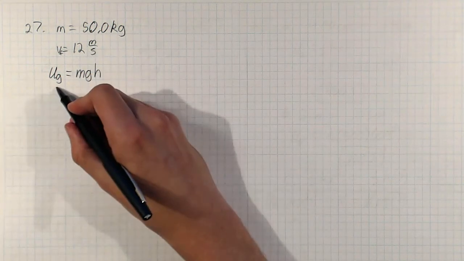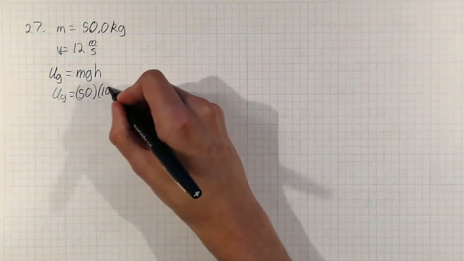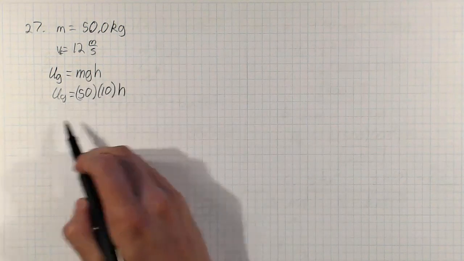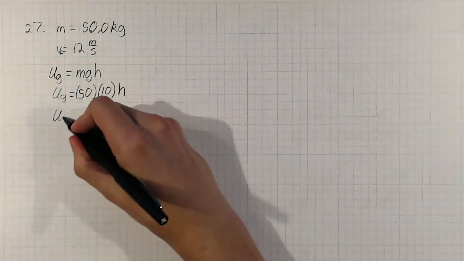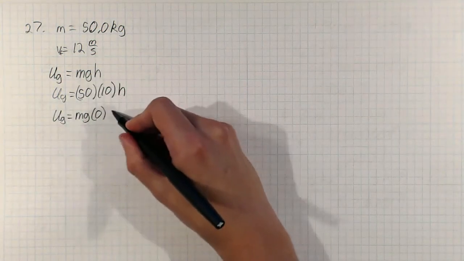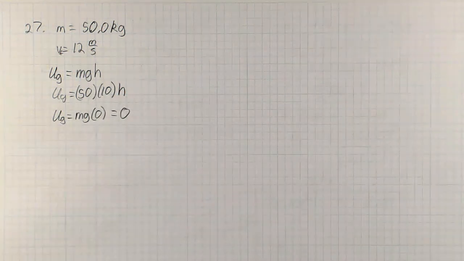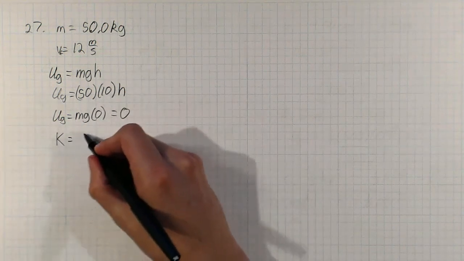But if we start plugging things in, we get U of g equals 50 times 10 times h. So now we have one equation, but we have two variables, which we can't solve. So now we need to look at other equations in this chapter that we've used that have these variables. So, okay, what else can we look at? We know that at the bottom of the hill, the potential energy due to gravity is equal to m times g times a height of 0. So the potential energy due to gravity is 0. But we also know that the kinetic energy of the kid and the sled are at a maximum.